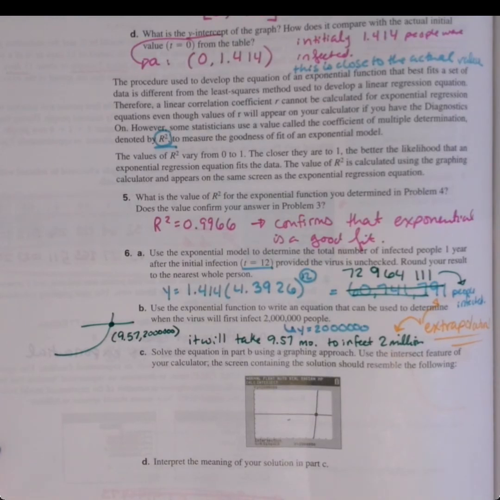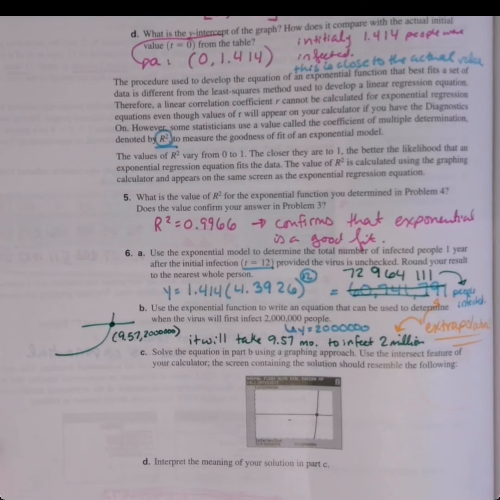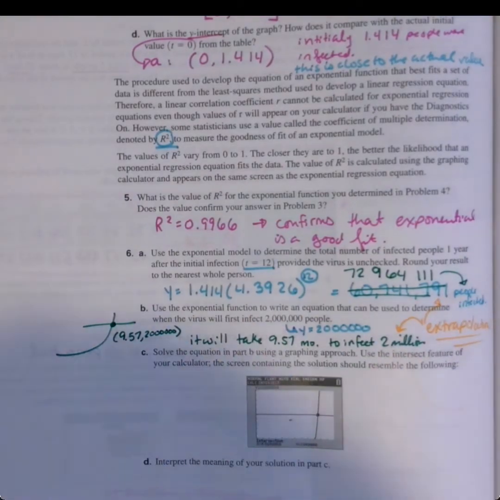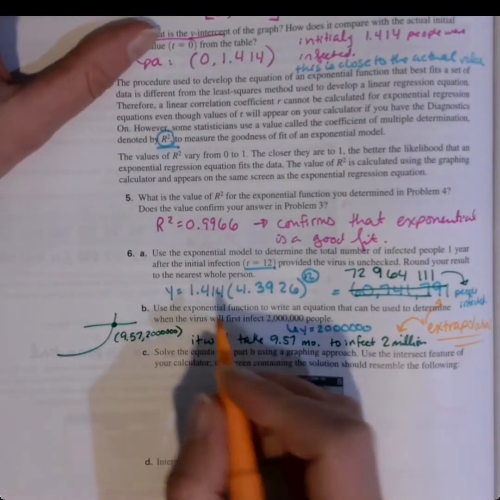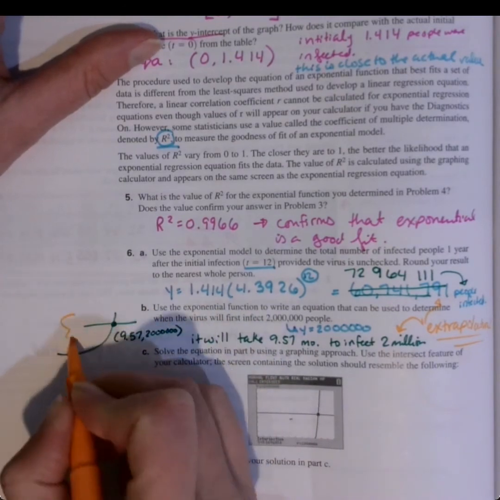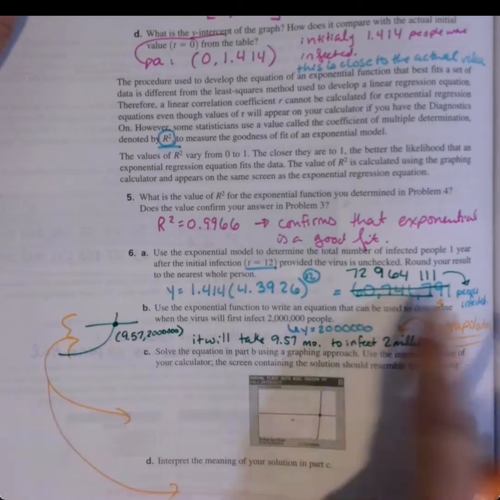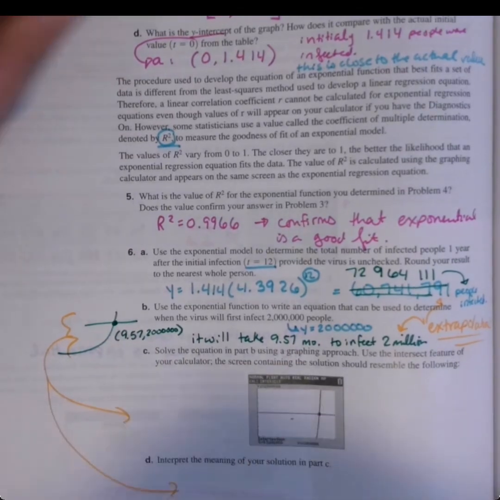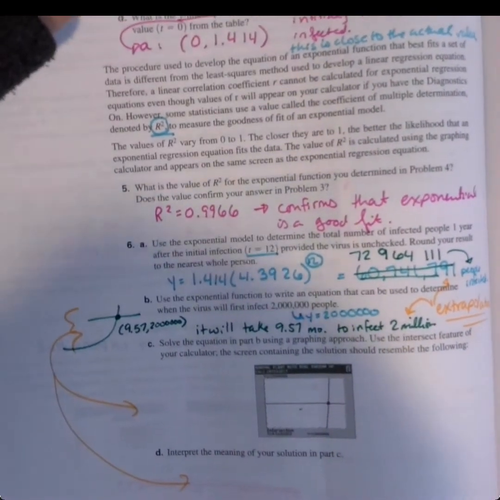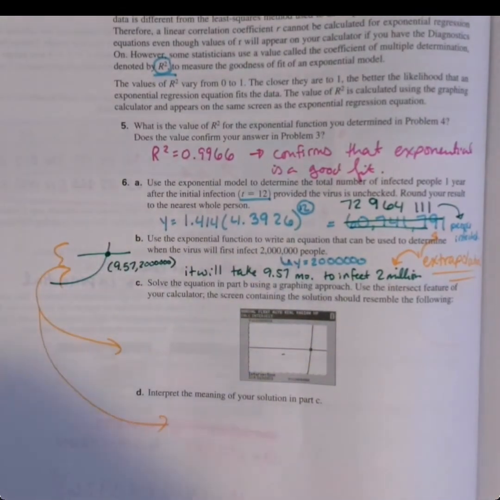Oh, now I'm reading the directions for B and C and D, and I'm realizing that what I did here was actually C and D. What they had wanted us to do for part B was not to solve it, but to write down what I would need to do to solve it.